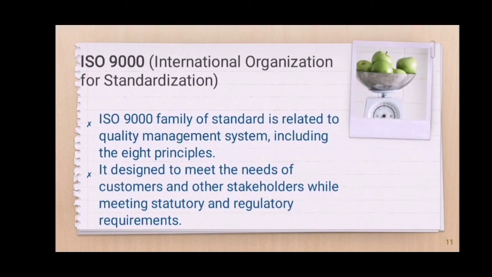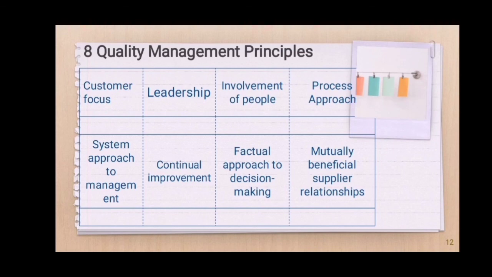So the ISO 9000, where ISO stands for International Organization for Standardization, is related to, of course, the quality management system, and it includes the 8 principles. It is also designed to meet the needs of customers and other stakeholders while meeting statutory and regulatory requirements. So, the International Organization for Standardization promotes international trade by providing one consistent set of requirements recognized around the world. So, here are the 8 quality management principles.